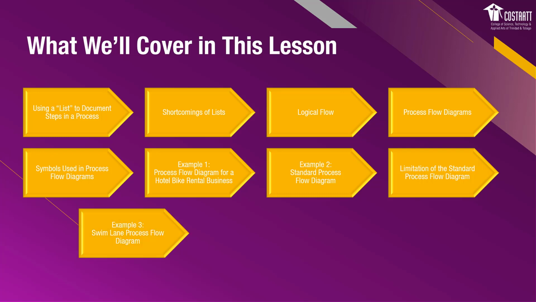And then we're going to look at our third example, and we're going to use a different kind of process flow diagram, slightly different. It's called the swim lane process, and we're going to see how that differs from our standard process flow diagram. We're going to look at what are the key advantages of using the swim lane method.